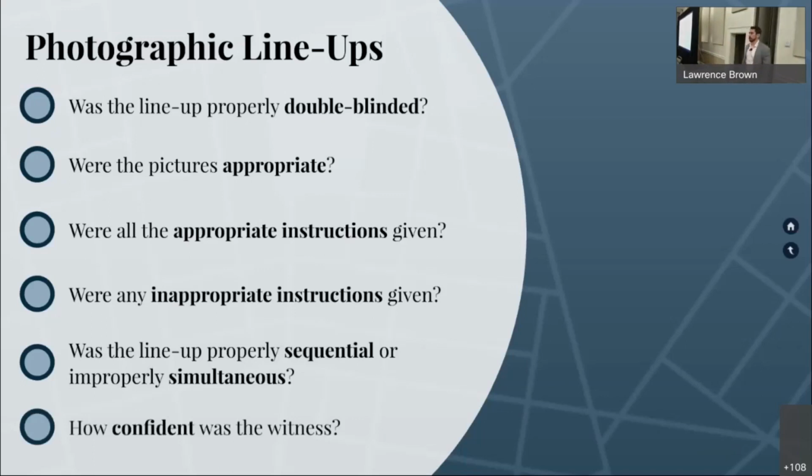And finally, how confident is the witness? This is an important question, and it is very different than the "are you sure" question. The confidence question is relevant because we know that someone's self-assessed confidence changes from the time of the identification to the time of trial. I'm sure you have been in trial and heard a witness say, I am 100% sure that that person that I just identified in the courtroom is the person that I saw committed the crime, right?